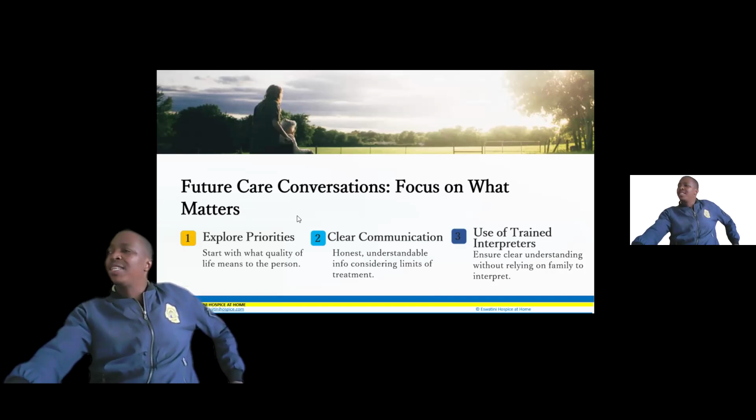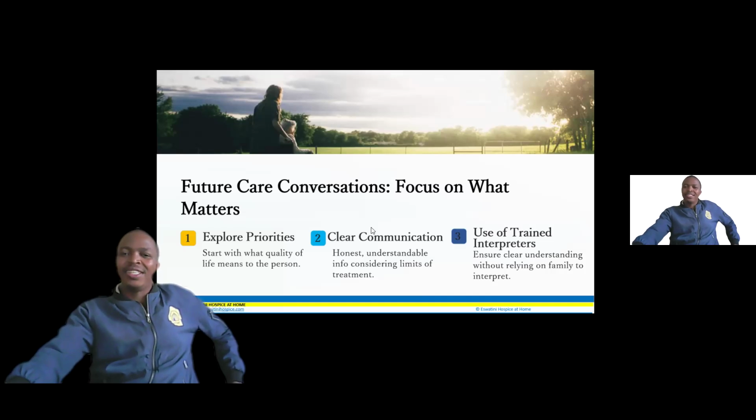Some patients will state things that have to do with assets. Some will mention things that have to do with relationships. Some will mention things to do with medical decisions. So this is when you kickstart the conversation. So you explore the priorities. All right. Two, it requires clear communication. You need to give honest, understandable information, considering the limits of treatment. We cannot push a person to the highest limit, but we need to understand and be honest in our conversation.